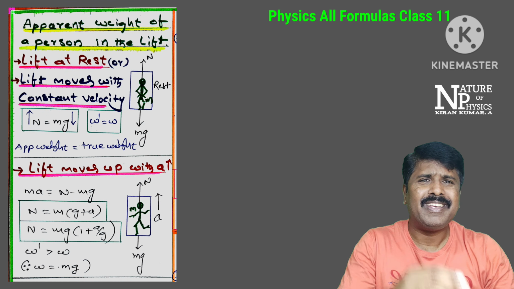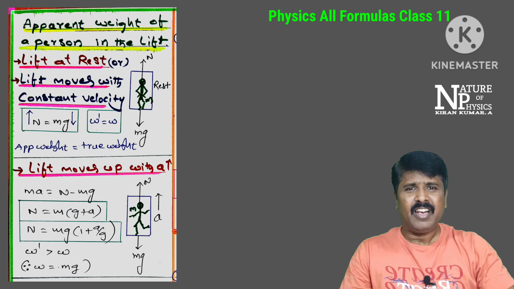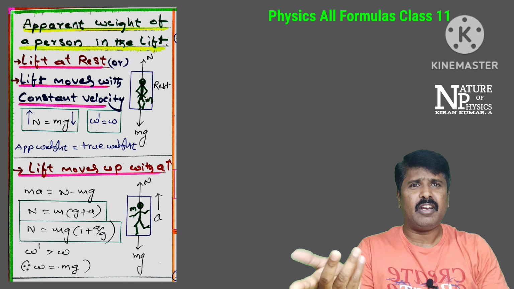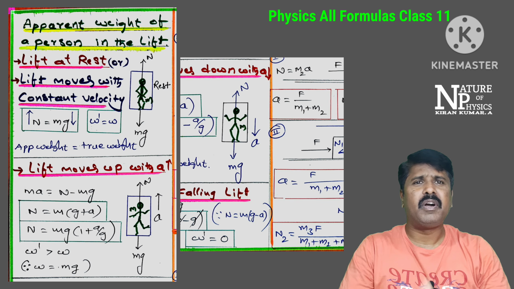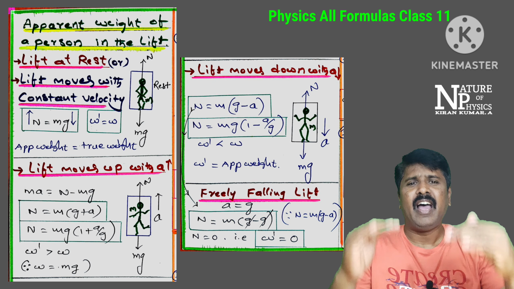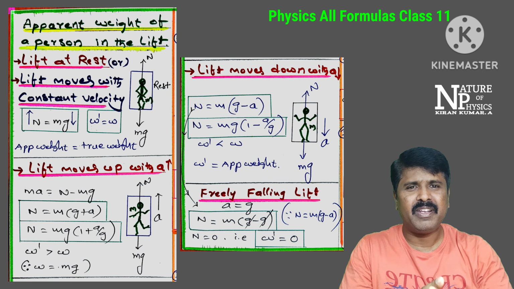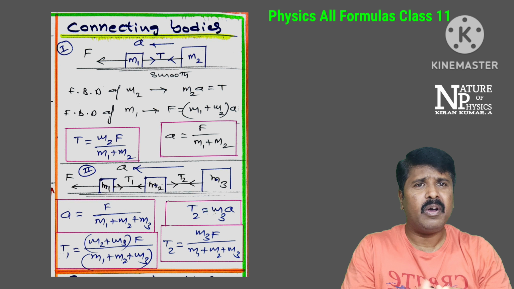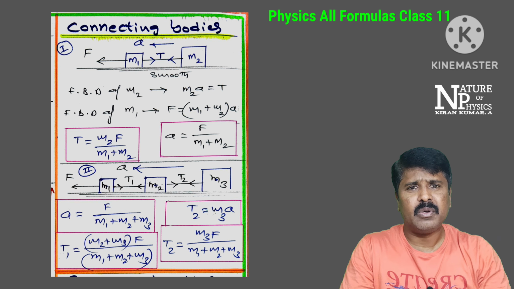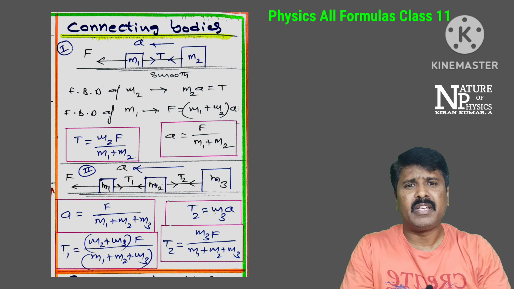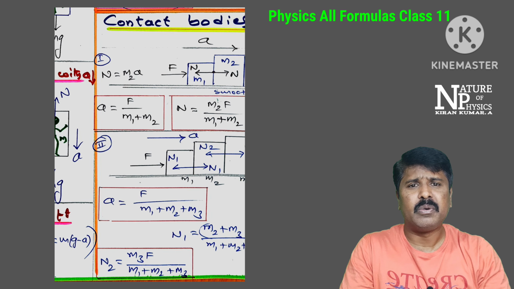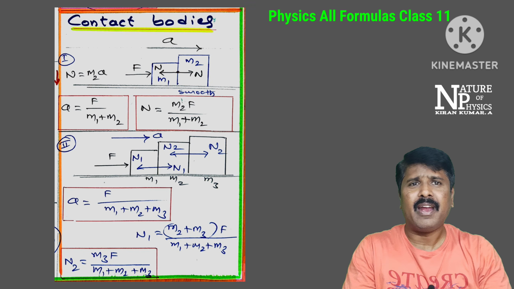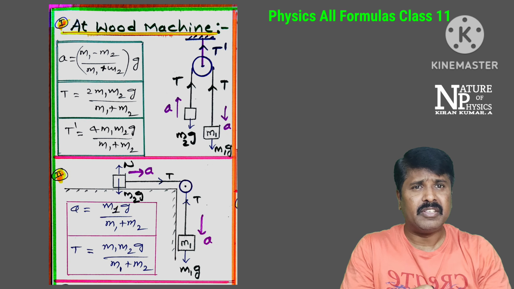And then next one is apparent weight of the person in the lift also given, lift at rest and uniform motion, and lift moving upward direction and lift moving downward direction, and freely falling lift also clearly given in that derivation. See, notice that. You can hold the video and you can read the formulas also, and connecting bodies formulas I gave you, and contact bodies also I gave you clearly, 2 blocks and 3 blocks derivations, in which normal force, and in the connecting bodies tension also.